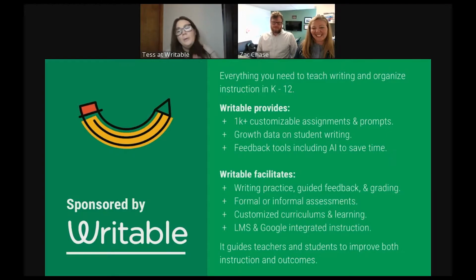Writable is everything you need to teach and organize writing or reading instruction in grades K through 12. So we have over 1,000 customizable assignments and prompts. We give you data on student writing as they're writing, and we have a lot of feedback tools, including AI tools to help save teachers time and improve student writing as they're writing. So it facilitates writing practice, feedback, grading, informal or formal assessments, even just simply understanding where your students are at the beginning of the year, and customized curriculums, which is what we're going to be talking about today.